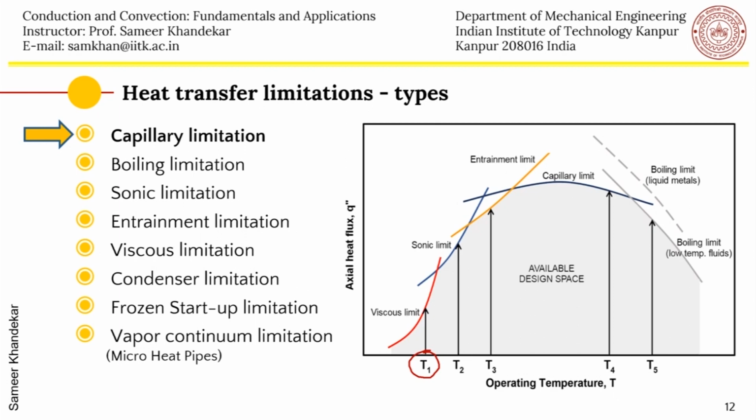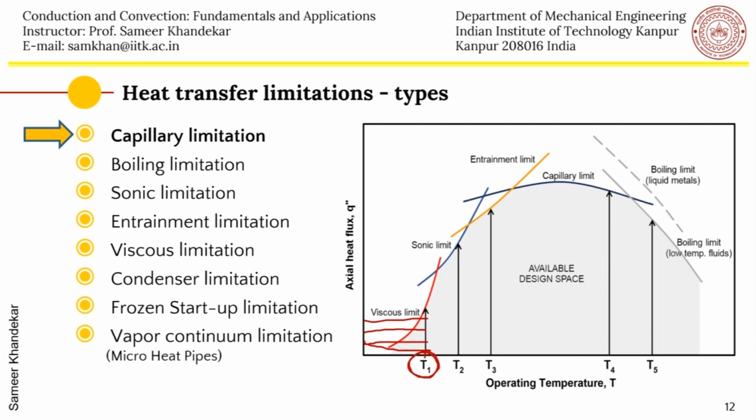When you start giving a low quantity of heat, the heat pipe operates. As you go higher and higher on the axial heat flux, you keep on increasing the heat flux of the heat pipe. You will notice that at a certain point, at this temperature, the heat pipe will stop operating. There may be several reasons for it to stop. So we would like to know these limitations: why it stops, why it cannot operate at a given temperature after a particular heat flux is attained.